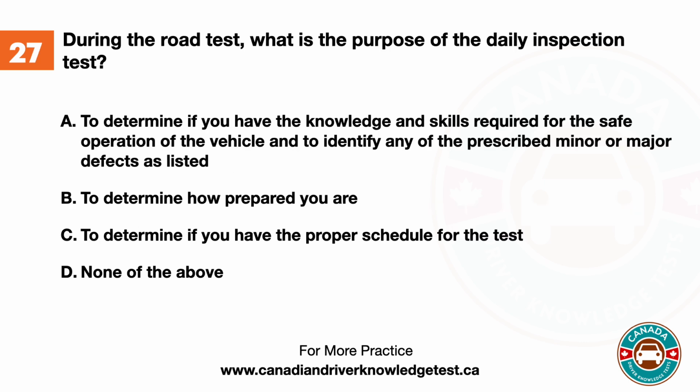Question 27. During the road test, what is the purpose of the daily inspection test? A. To determine if you have the knowledge and skills required for the safe operation of the vehicle and to identify any of the prescribed minor or major defects as listed. B. To determine how prepared you are. C. To determine if you have the proper schedule for the test. D. None of the above. The answer is A. To determine if you have the knowledge and skills required for the safe operation of the vehicle and to identify any of the prescribed minor or major defects as listed.